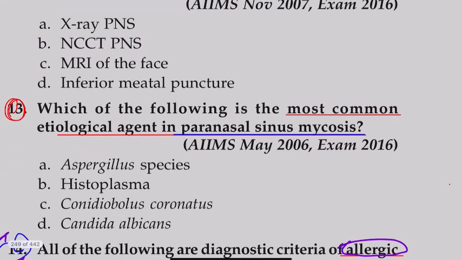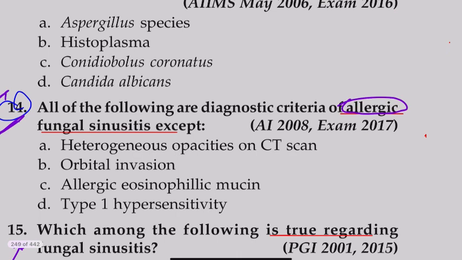Which of the following is the most common etiological agent in paranasal sinus mycosis? Here it is talking about a fungal cause. The most common is Aspergillus species, Aspergillus fumigatus. All of the following are diagnostic criteria of allergic fungal sinusitis except heterogeneous opacity on CT scan. Yes, that is seen.